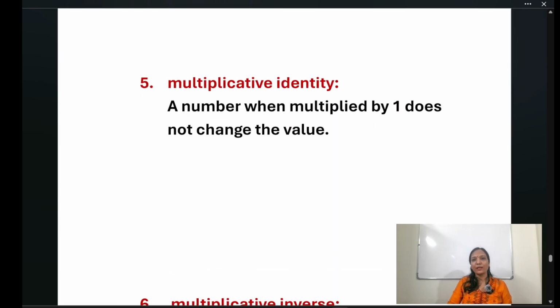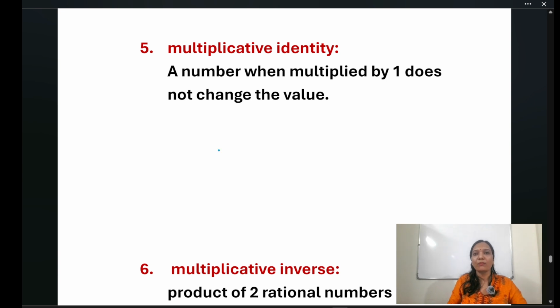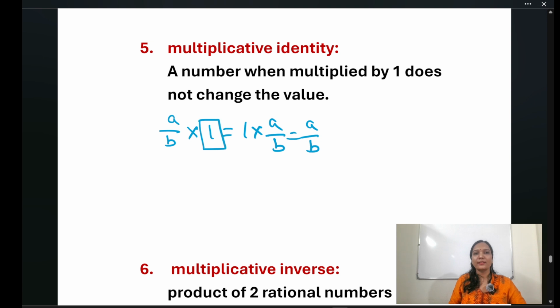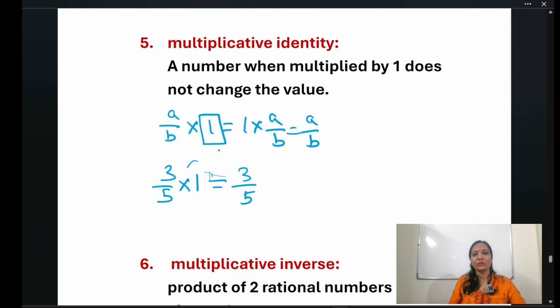Next, come to multiplicative identity. A number when multiplied by 1 does not change the value. So let's take, let a by b be a rational number. If we multiply with 1, 1 into a by b is equal to what we'll get? A by b. That means here 1 is called our multiplicative identity. Let's take an example. If we take 3 by 5 and multiply it with 1, what will we get? 3 by 5. So this one is called your multiplicative identity.